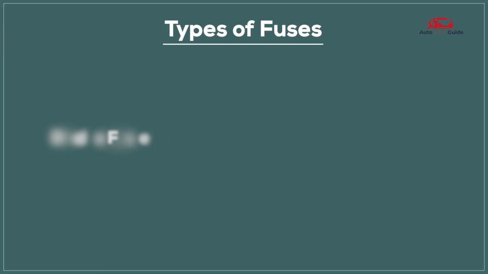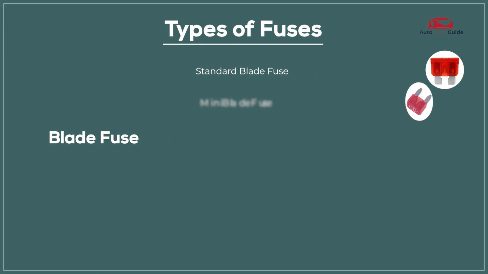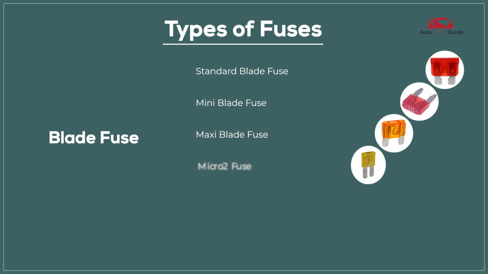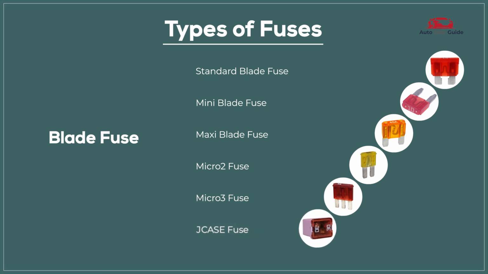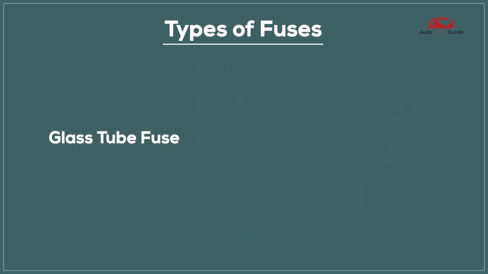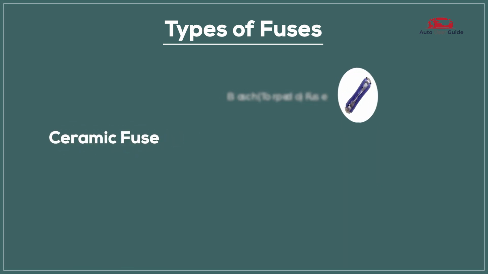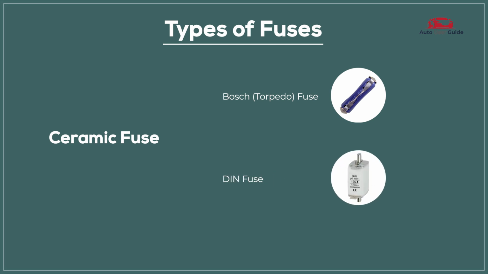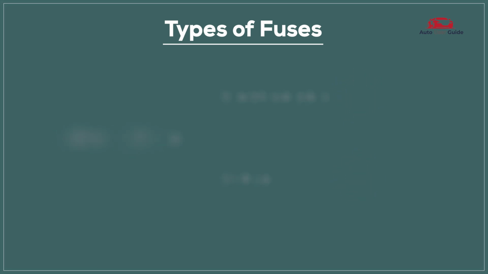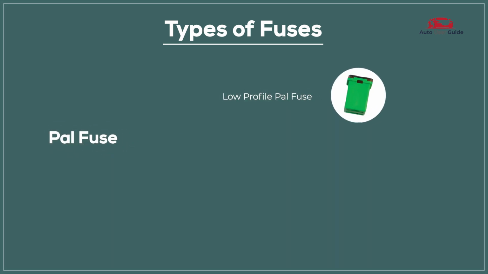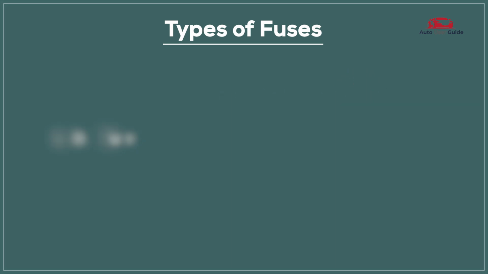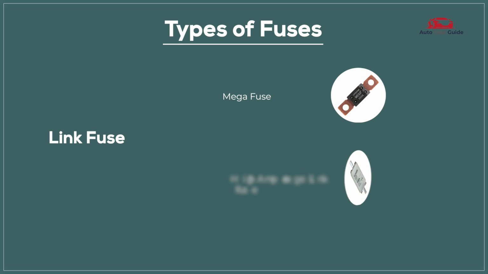Types of fuses: blade fuse, standard blade fuse, mini blade fuse, maxi blade fuse, micro 2 fuse, micro 3 fuse, J-case fuse, glass tube fuse, AGC fuse, SFE fuse, ceramic fuse, Bosch fuse, DIN fuse, PAL fuse, low profile PAL fuse, standard PAL fuse, link fuse, mega fuse, high amperage link fuse.